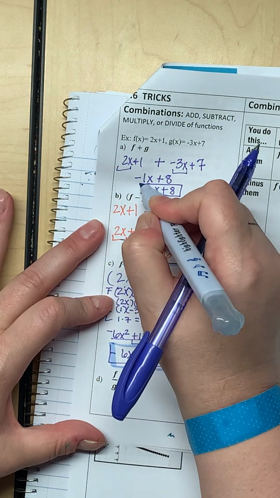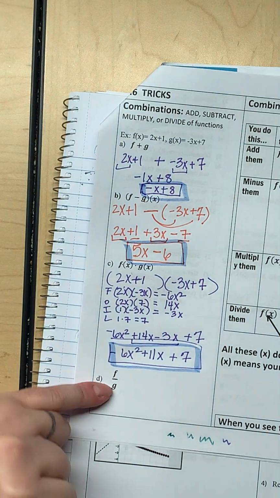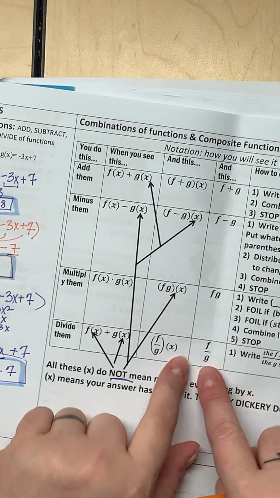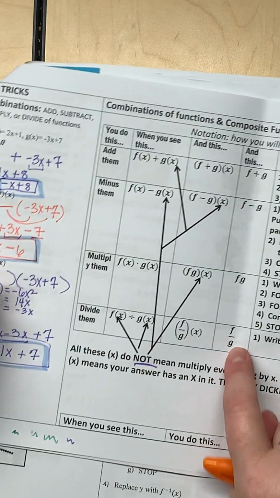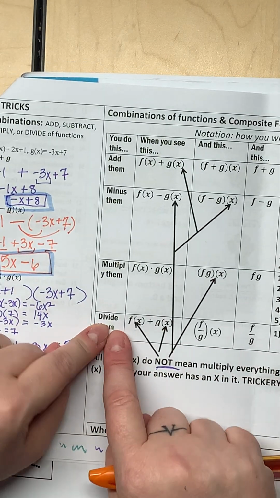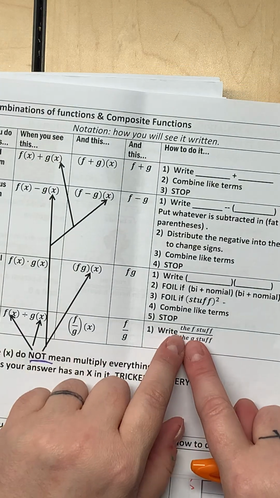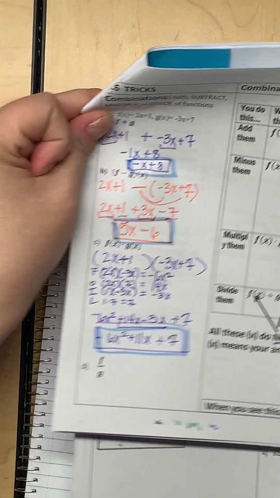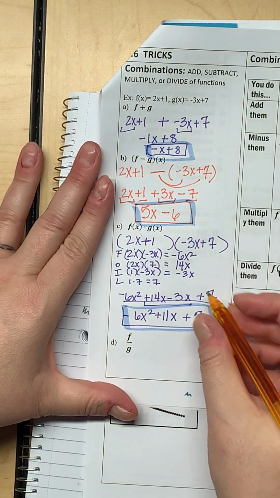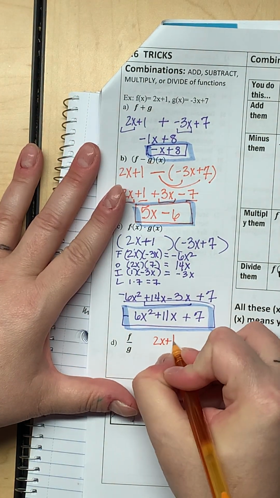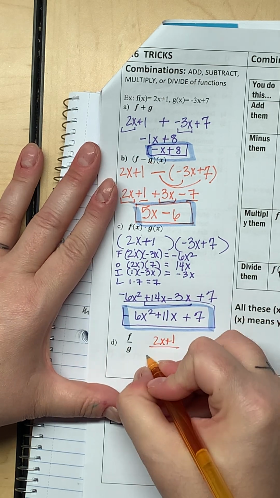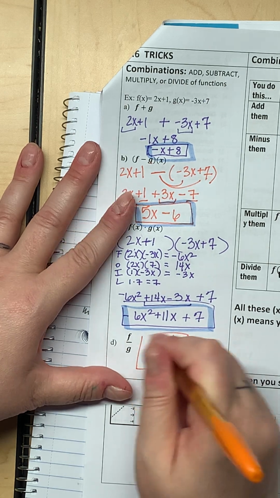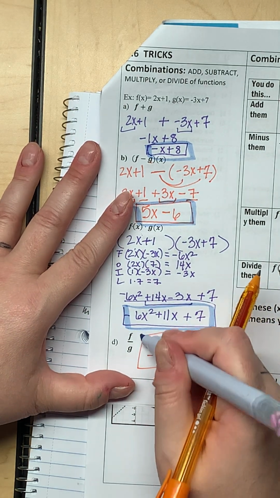Okay, the next one says divide f over g. Well, when I see f over g, I do divide them. And how I do it is I write the f stuff on top of the g stuff. Okay, so I write the f stuff, 2x plus 1, on top of the g stuff, negative 3x plus 5. And then you stop. Done. Woohoo!